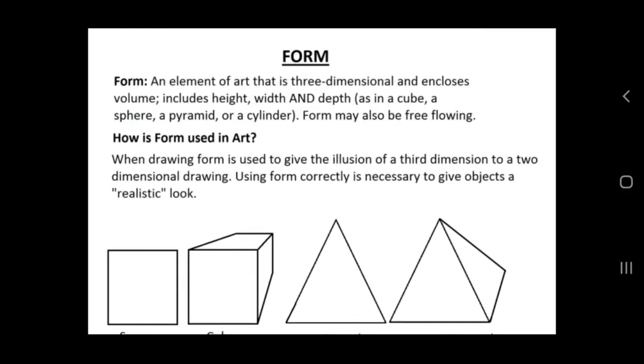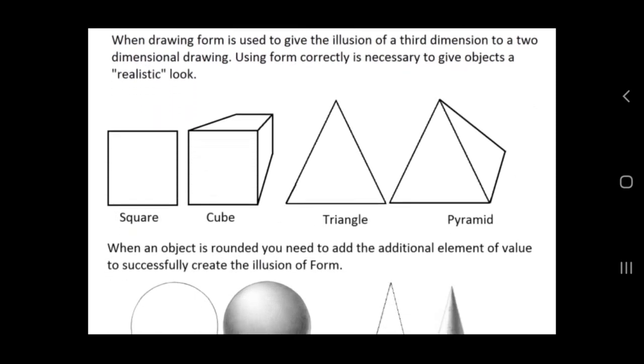Form. An element of art that is three-dimensional and encloses volume, includes height, width, and depth. As in a cube, a sphere, a pyramid, or a cylinder. Form may also be free-flowing. How is form used in art? When drawing form, it is used to give the illusion of a third dimension to a two-dimensional drawing. Using form correctly is necessary to give objects a realistic look.